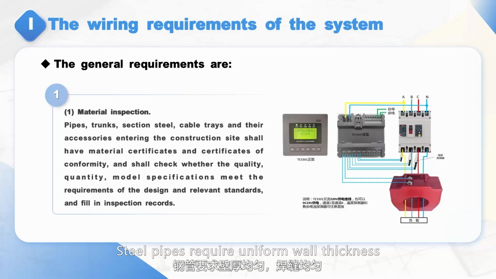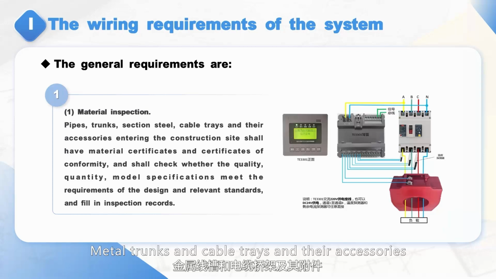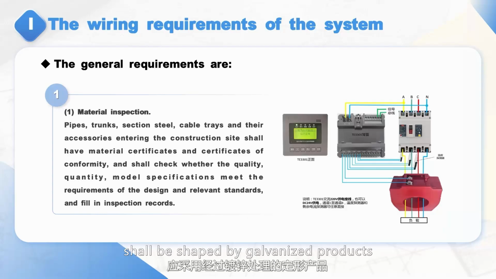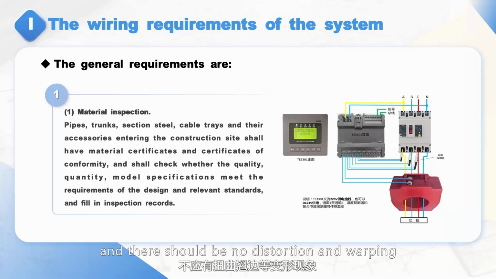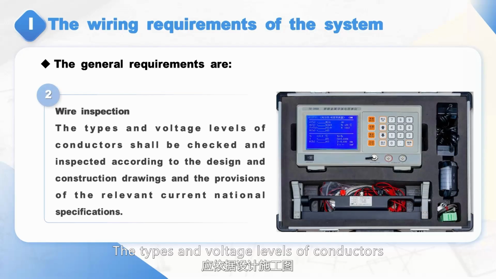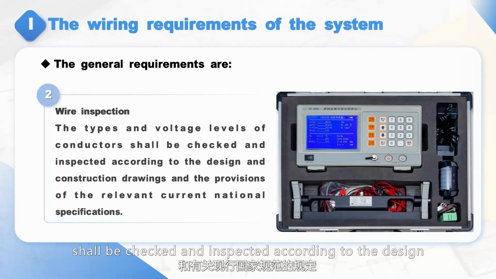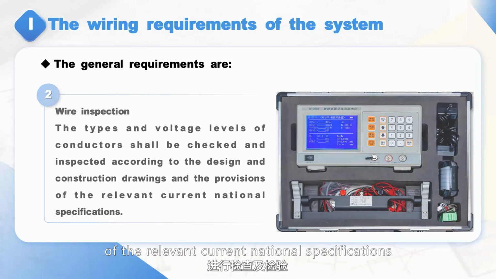Steel pipes require uniform wall thickness, uniform weld seam, no cracks and sand holes, no concave flat phenomenon. Metal trunks and cable trays and their accessories shall be shaped by galvanized products. The inside and outside of the trunking should be smooth and flat, without ribs, and there should be no distortion and warping. 2. Wire inspection. The types and voltage levels of conductors shall be checked and inspected according to the design and construction drawings and the provisions of the relevant current national specifications.